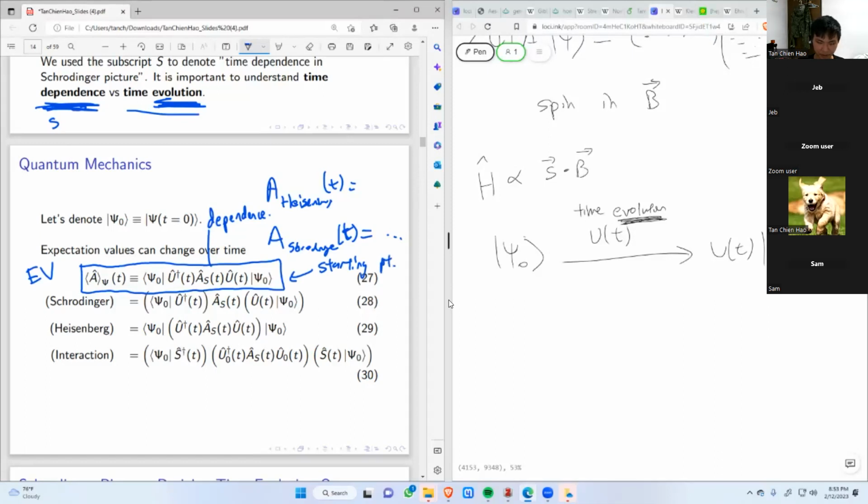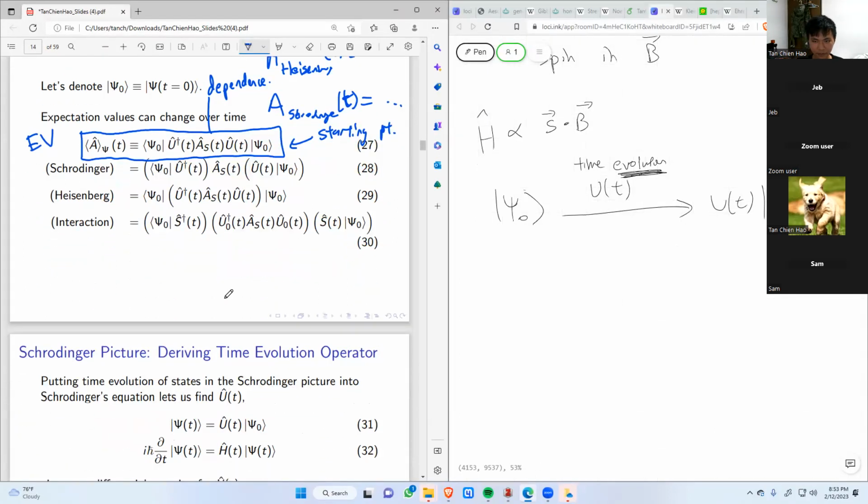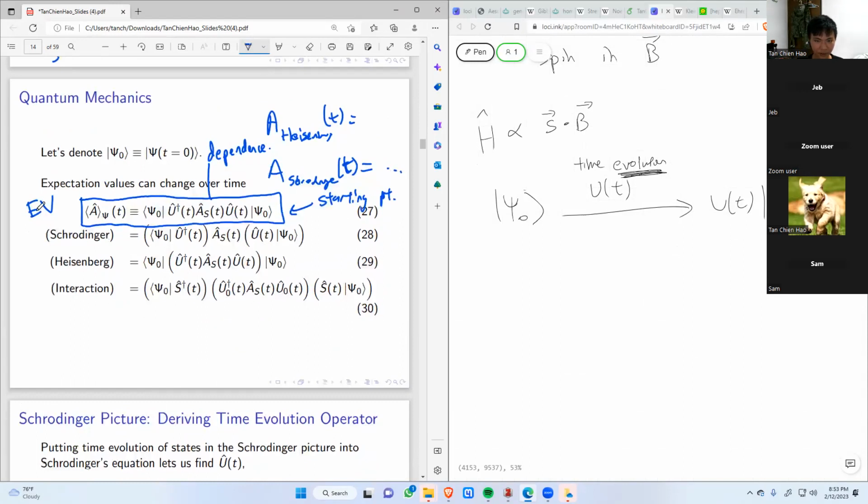So from here, we can consider different ways to interpret this mother of all equations for the expectation value. One of them is, what if we put the brackets around the U and the psi? If we do that, then the operator doesn't have time evolution. It still might have time dependence, but it doesn't evolve with the U operator. And where is the time evolution operator U attached to? It is attached to the state.